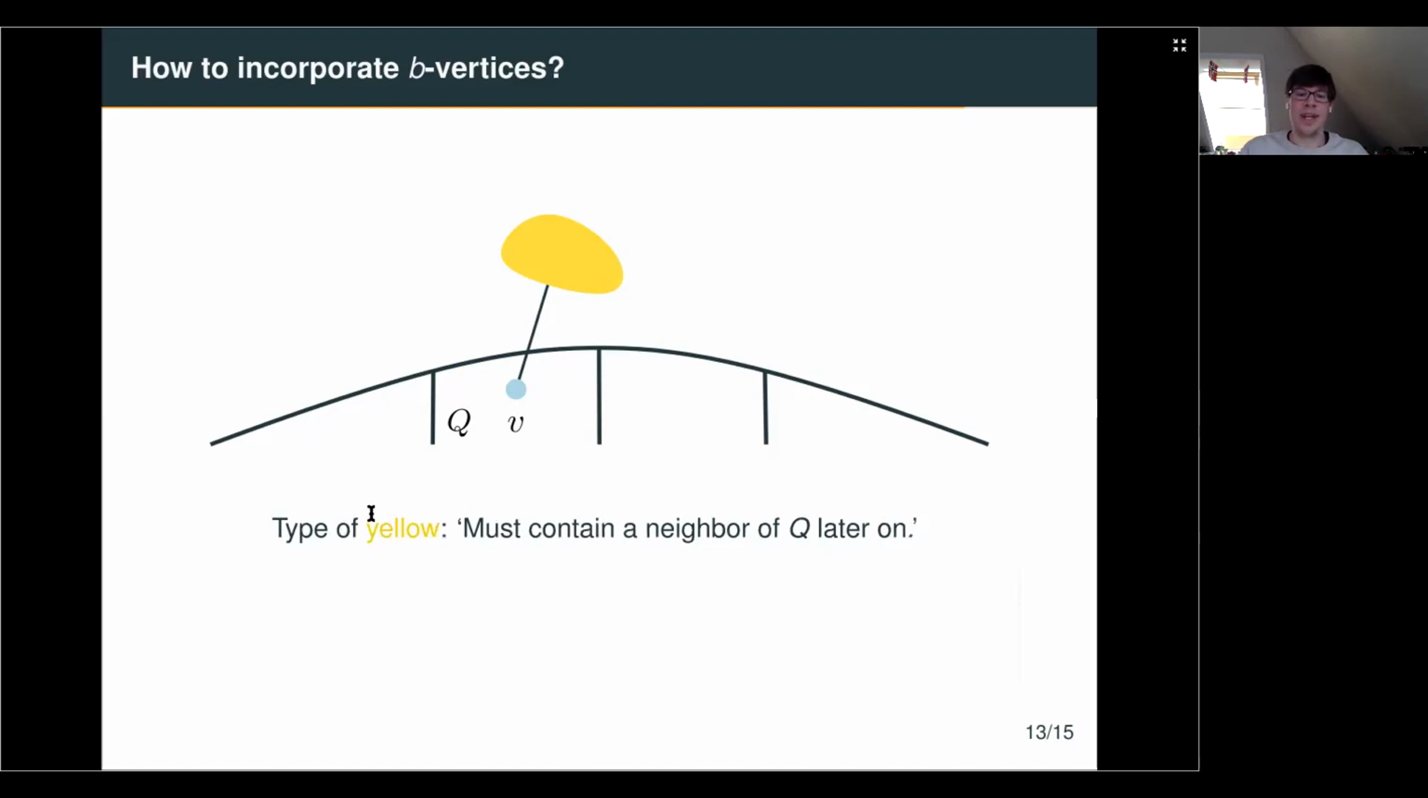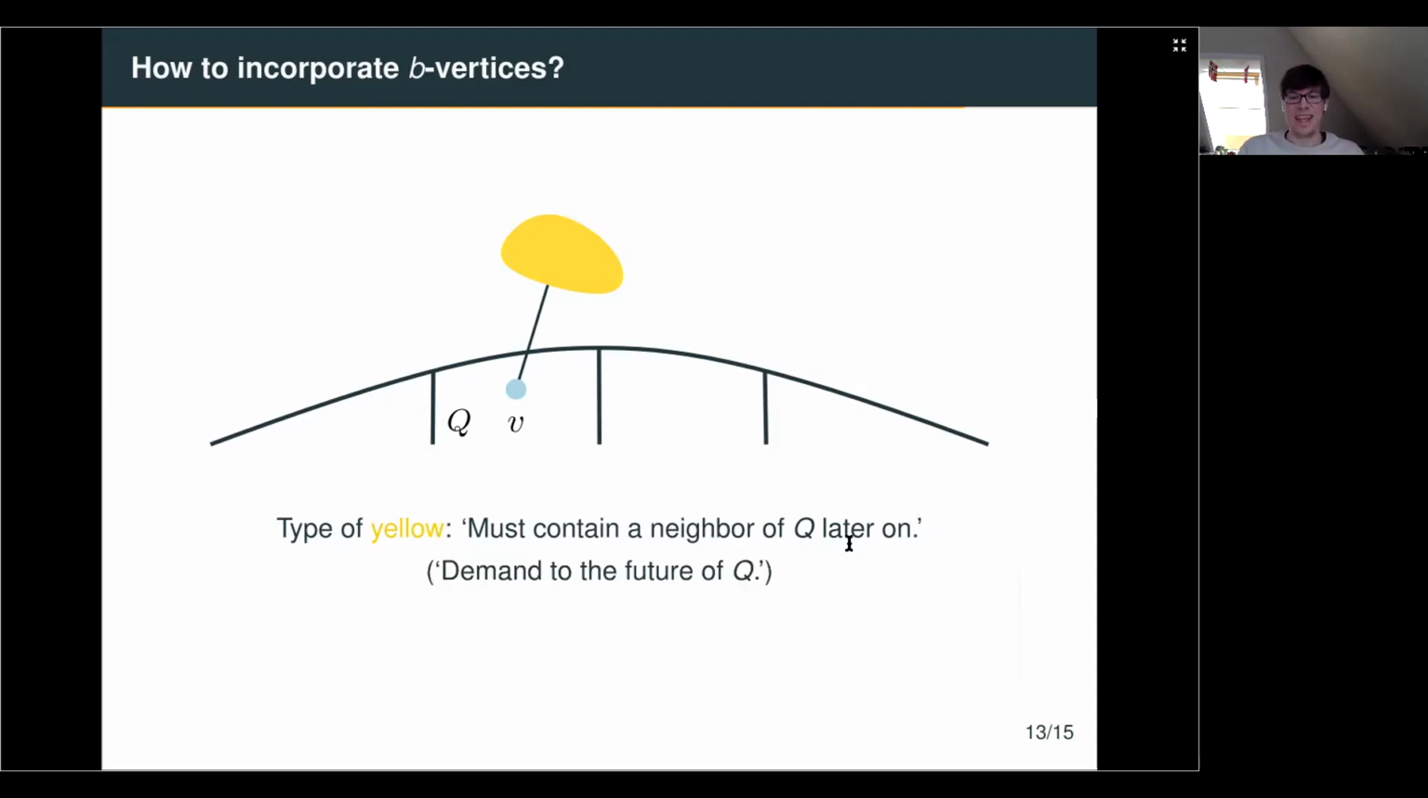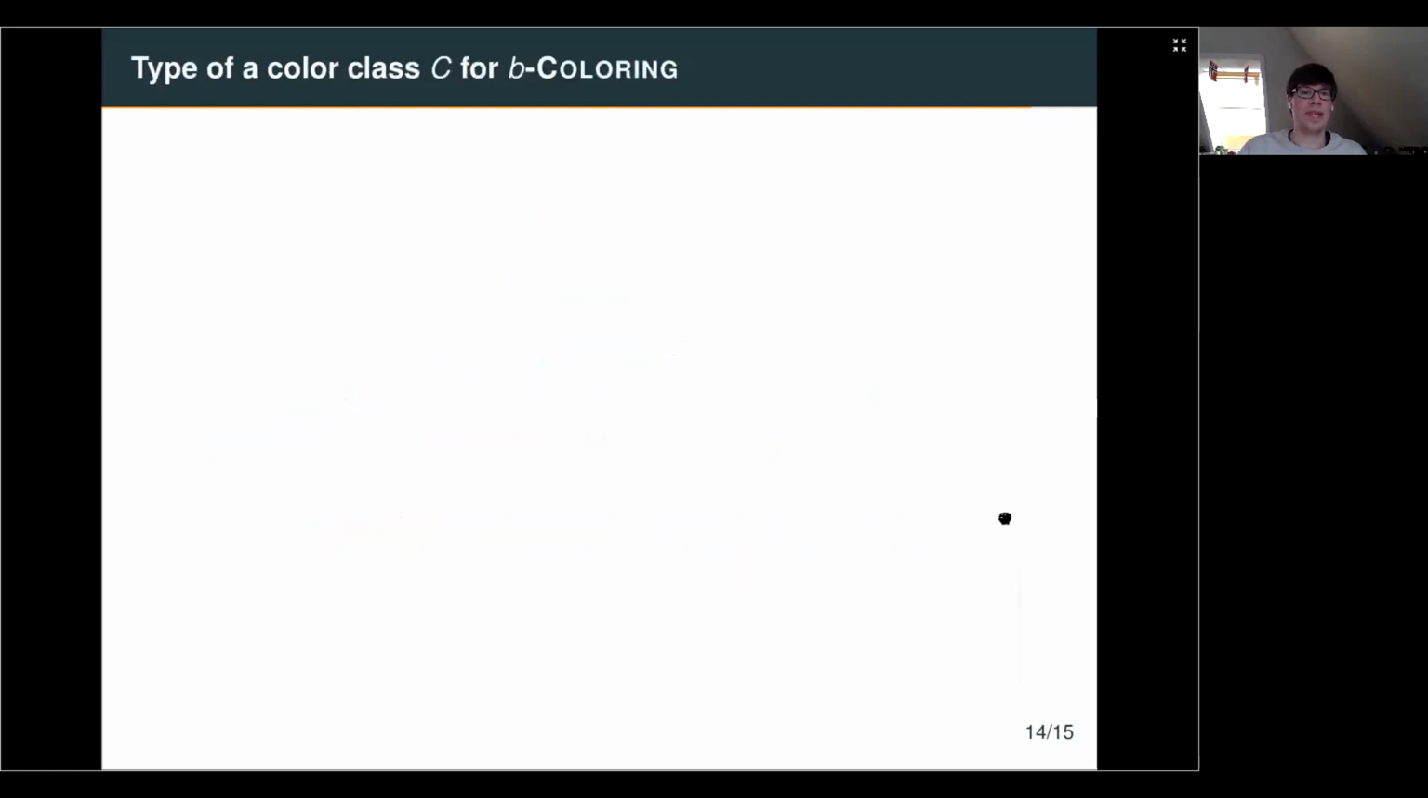So we can store the information that color class yellow must contain a neighbor of Q later on in the algorithm. We call this the demand to the future of an equivalence class Q. Right, so if we run our algorithm and we see that in the end all the demands have been fulfilled, then we know that all the vertices have become B vertices. And this is why we can make this algorithm work.